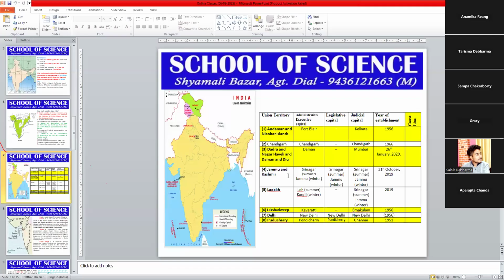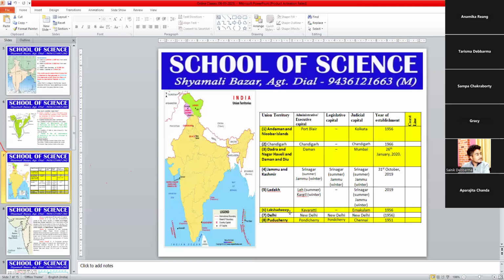Now, Jammu and Kashmir is a union territory. It came into existence on 31st October 2019. Ladakh is also a union territory, and this also came into existence in the year 2019, and the date was 31st October.